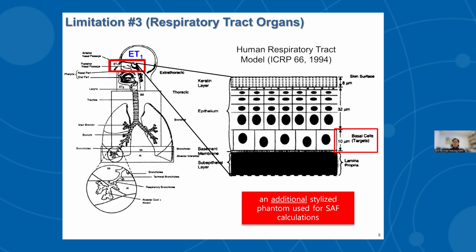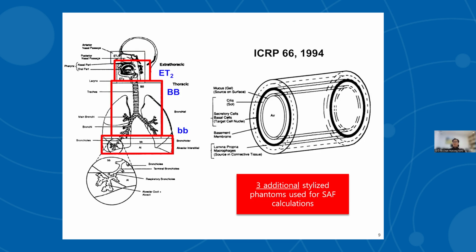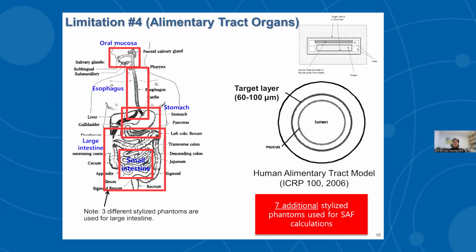Therefore, an additional stylized phantom was used for self-calculations for weakly penetrating radiations. The situation is the same for the ET2 region, large BB region, and small BB regions, and 3 additional stylized phantoms were used for self-calculations representing these tissues. We also have the same problem for the alimentary tract organs. In this case, 7 additional stylized phantoms were used for self-calculations for weakly penetrating radiations.